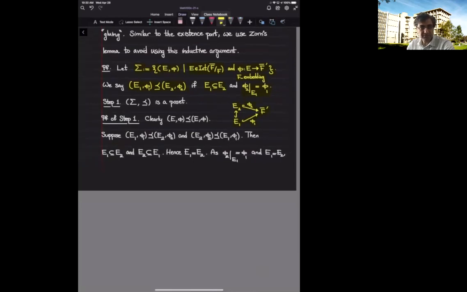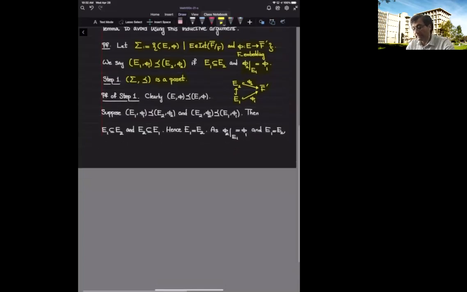Now, the first step is, why is this really a partial order on sigma? So the first step is to show that sigma with this relation is indeed a partially ordered set, a poset. This means that I need to prove 3 properties for this relation. The first one, reflexive. Every pair E comma Phi is at most E comma Phi, which is clear because E is a subset of E and Phi restricted to E is Phi. I'm not changing it. So that's clear.